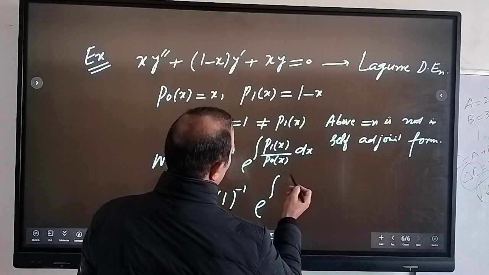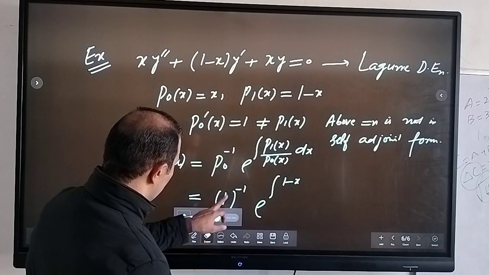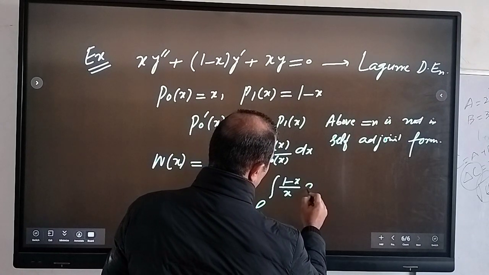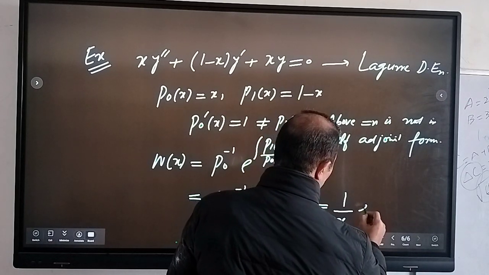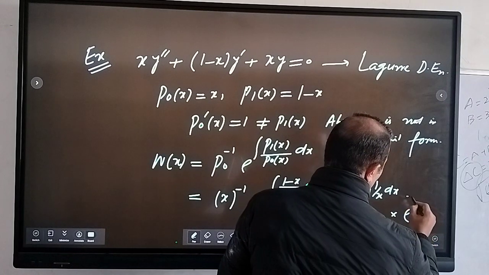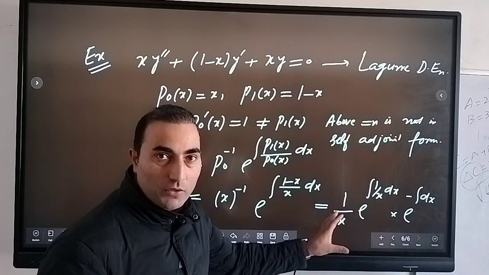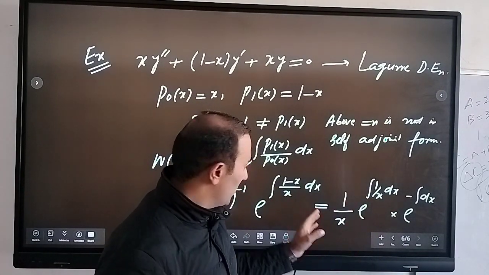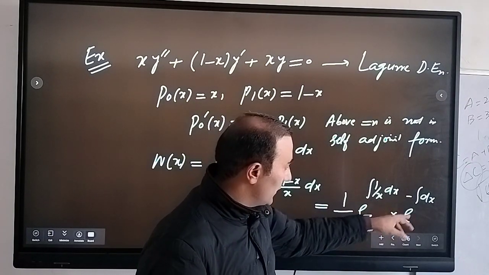And p1 of x is equal to 1 minus x upon x. You can rewrite this as 1 by x minus 1, because we can split this exponential term into two terms. The first term will be 1 by x dx, and similarly the second term will be minus 1, because it is minus x by x, so that's minus dx, right? Now integrate this equation, you get ln of x, and here it will simply be x, right?